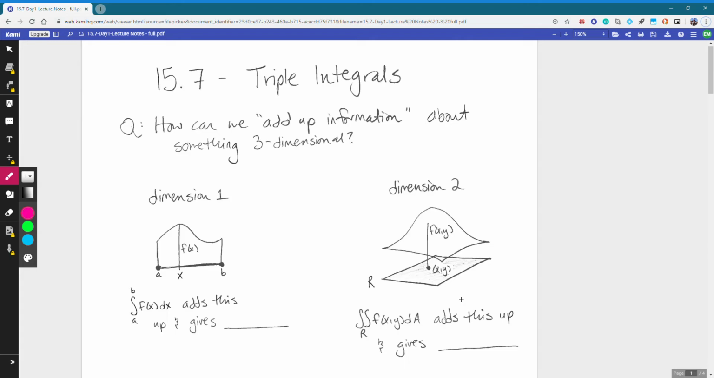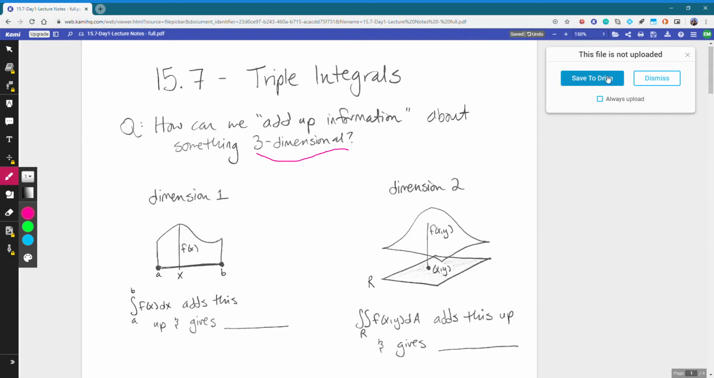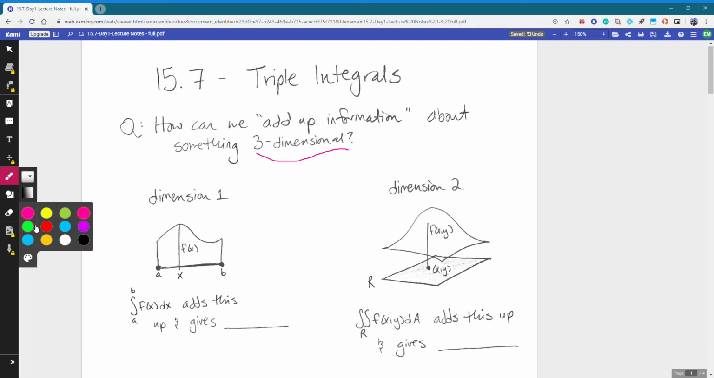Today we're going to be thinking about a question that we've thought about before, how we can add up information. We thought about this in some other contexts before, and so here we're going to be bumping up the dimension and thinking about how we can add up information for something three-dimensional. All right, and so just to get us there, let's get there step by step and think about what this looks like in lower dimensions.